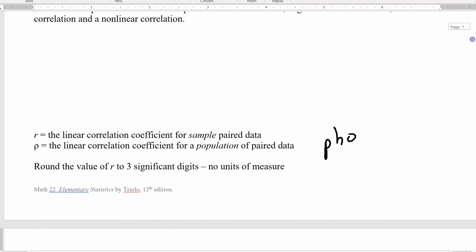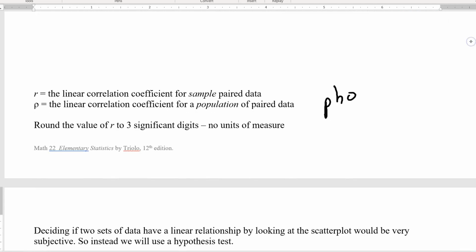The other thing that we can do is run a test on R. R is the linear correlation for the sample data. If I want the correlation for the actual population, that's this kind of P, called rho. We round this to 3 digits and it has no units of measure, but we can run a test on rho. We can run a test on whether there is a correlation, whether there's a strong correlation or not.